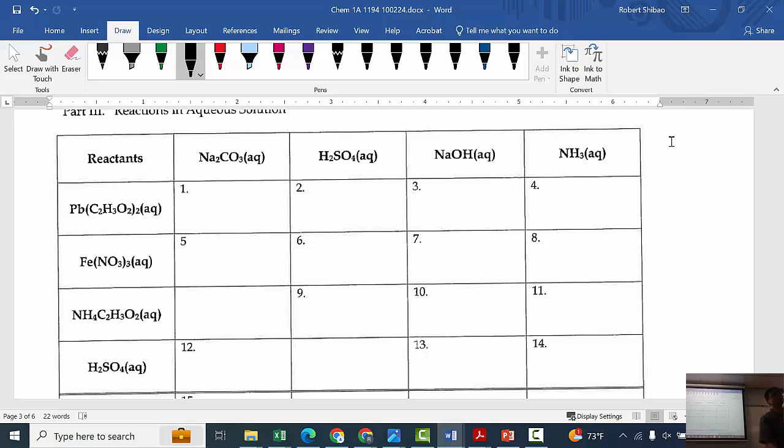I don't see much happening. I can't really feel much difference in temperature. But I'm going to smell this one. This one is not going to smell like vinegar, it's going to smell like ammonia. This one smells like ammonia.